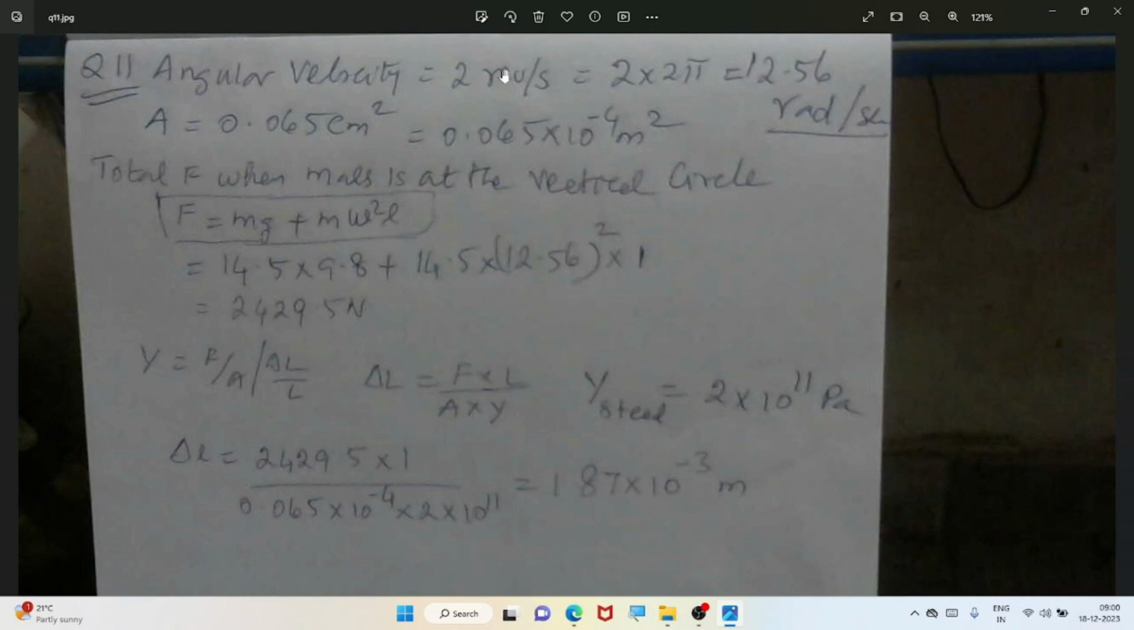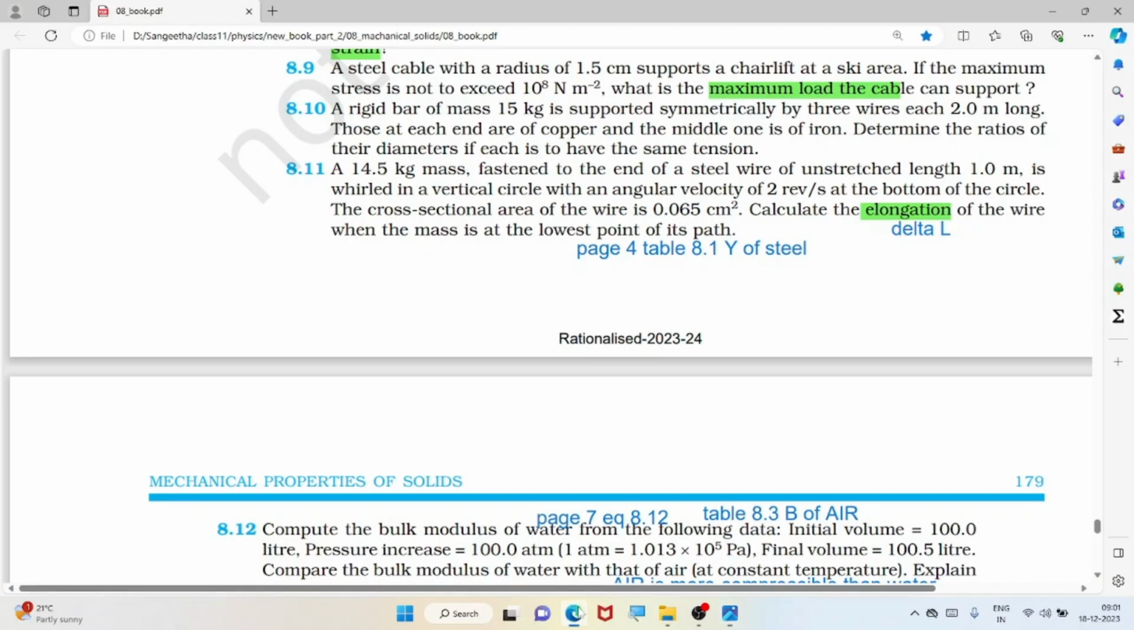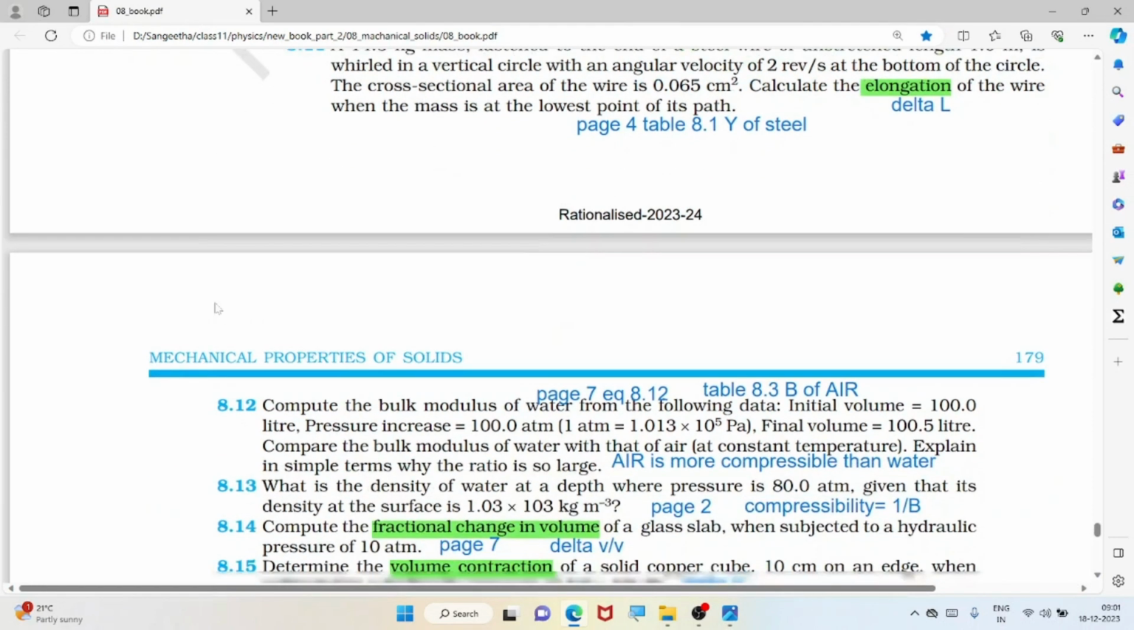This is the revolutions per second into radians per second, 2 pi radians. 2 into 2 pi area total F. So this is the formula they are using: mg into m omega square into L. Mass, gravity, mass, this is angular velocity omega. Okay, this is the length. So after that delta L, this is elongation.